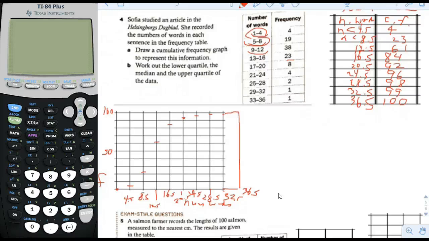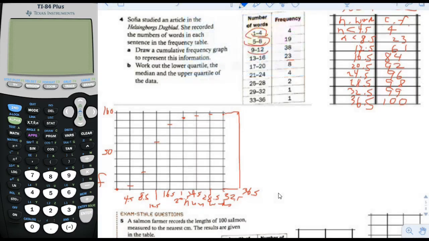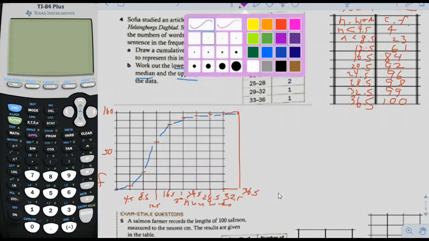And 36.5 is 100. Okay, now we use the blue pen and we will connect these points, and you can see that it looks kind of like an S-shaped curve again. And then we're going to answer the questions. The questions being lower quartile, median, upper quartile is what they want to see. So we use purple again.